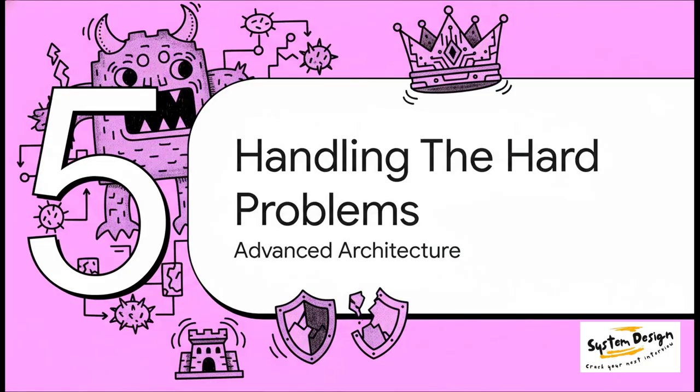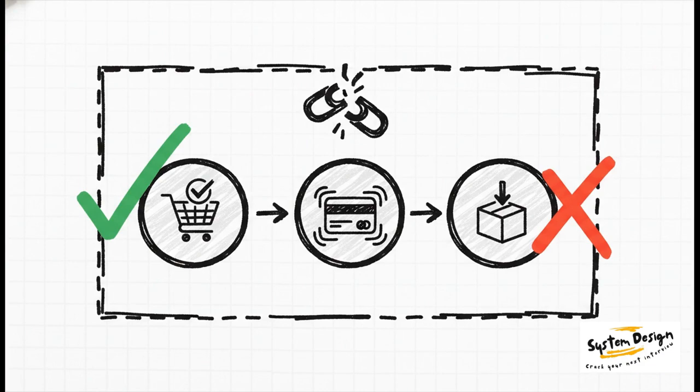Okay, we've laid the groundwork, we've covered the fundamentals. Now we're getting to the boss level. These are the really, really tricky problems that separate the good systems from the truly great, resilient ones. And maybe the hardest problem of them all, the distributed transaction.